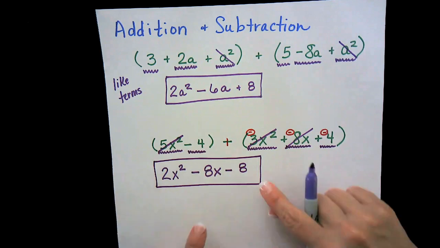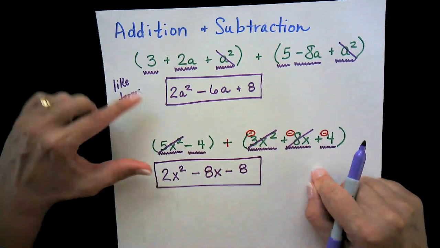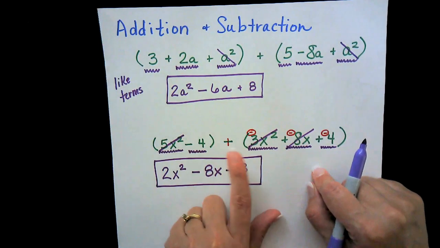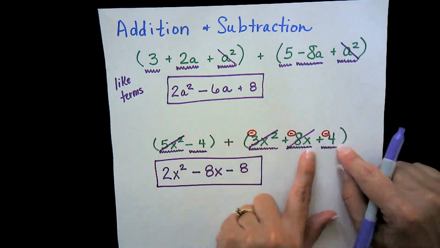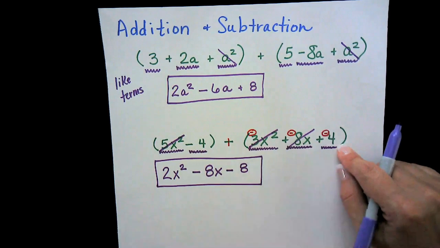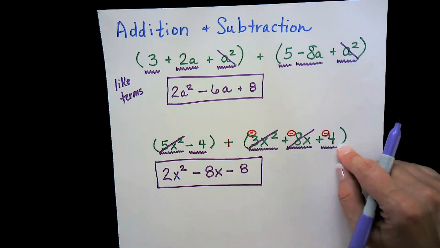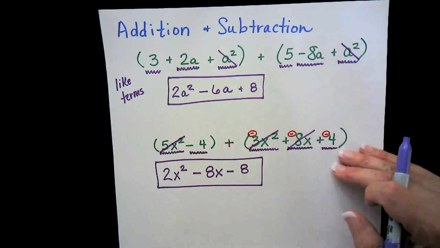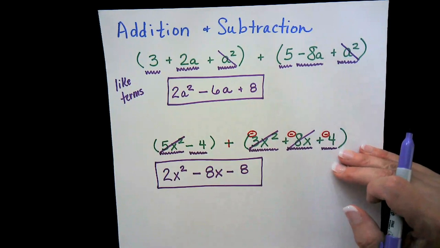Now, just like we said, subtraction is a lot like addition. The only difference is we had to change that subtraction to an addition and change the sign of the terms in the second parentheses. All right, so it's addition, subtraction. Let's look at multiplication. I've got 3 different kinds of multiplication we want to look at.